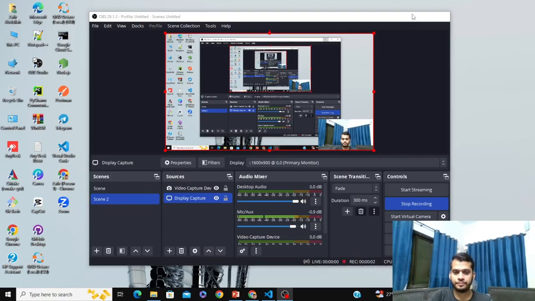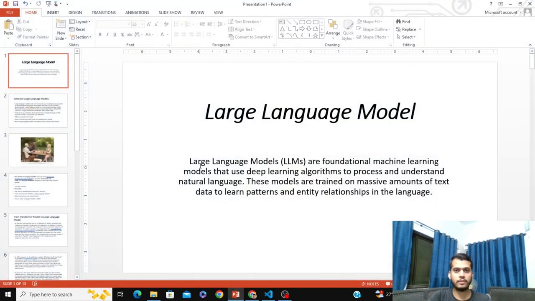First of all, the presentation. Large language model. LLM is a foundational machine learning model that uses deep learning algorithms to process and understand natural language. This model has been trained on a massive amount of text data to learn patterns and entity relationships in the language.